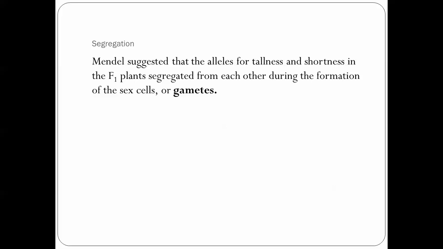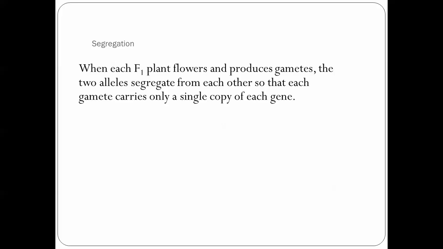Gamete is a term we're going to hear a lot. That's just the term for our sex cells, the sperm and the egg. It's just a fancy way to say gametes. And when each F1 plant flowers and produces gametes, the two alleles segregate from each other so that each gamete carries only a single copy of each gene. We're going to talk about how our sex cells divide. They divide differently than our regular body cells. What it's saying is that our sperm will only have one allele, maybe for tallness, and another might have one allele for shortness.